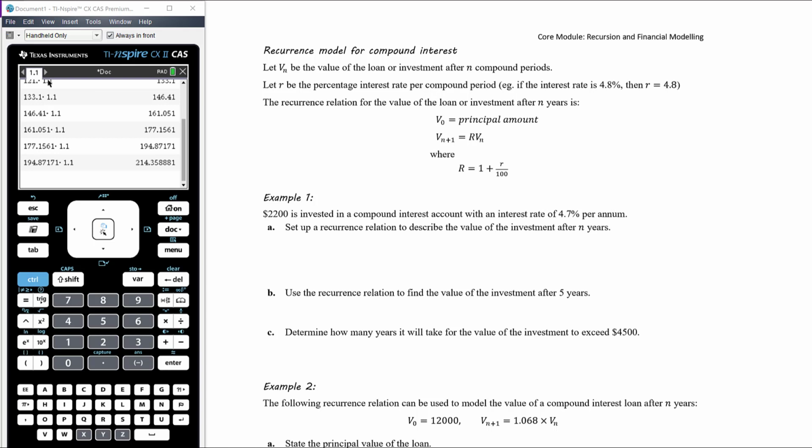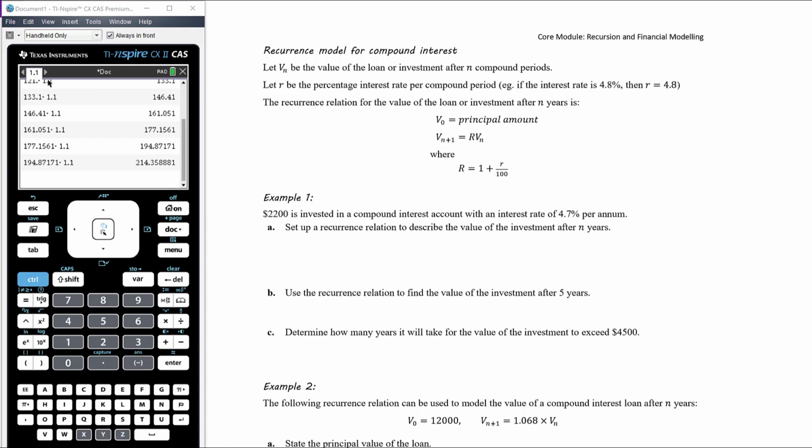So if Vn is the value of the loan or investment after n compound periods, so whether that's years, months, weeks, depends how frequently we're compounding. If R is the percentage interest rate per compound period, so if it's 8% per annum, then R is 0.08. Interestingly, we'll talk about this in some examples, but you'll always be given the interest rate as a per annum rate. So if you want to compound the interest monthly, you would need to divide that rate by 12 in order to then be able to use it in your formula.